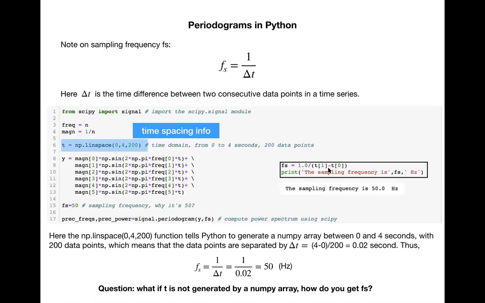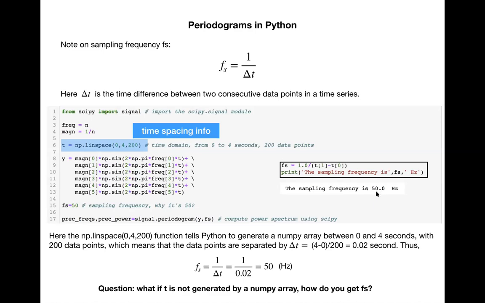So what is delta t? Delta t is the time between 2 data points, right? Because it's all the same, we just do t1 minus t0, that's the second data point minus the first data point. So why can we do that? Because it's equally sampled. You can do 3 minus 2 or 100 minus 99, they're all going to be the same. So the sampling frequency is 50 hertz.